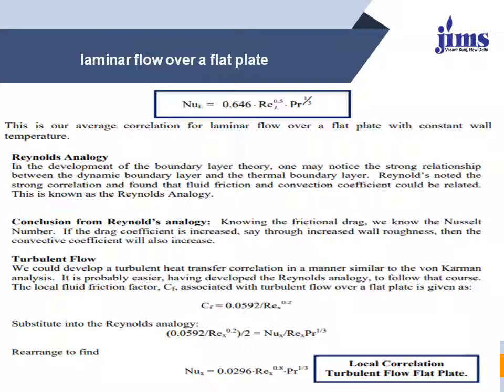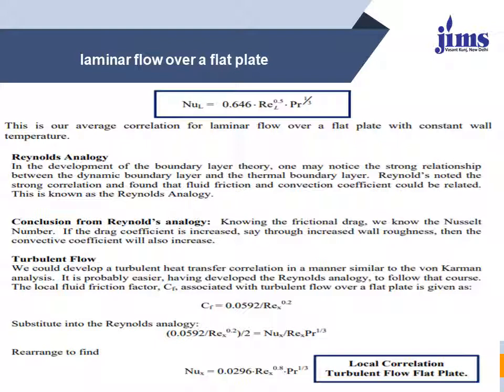The next is Reynolds analogy. Reynolds analogy is a very important concept for calculating the heat transfer rate. In the development of the boundary layer theory, one may notice the strong relationship between the dynamic boundary layer and the thermal boundary layer. Reynolds noted this strong correlation and found that the fluid friction and the convective coefficient could be related. This is known as Reynolds analogy.